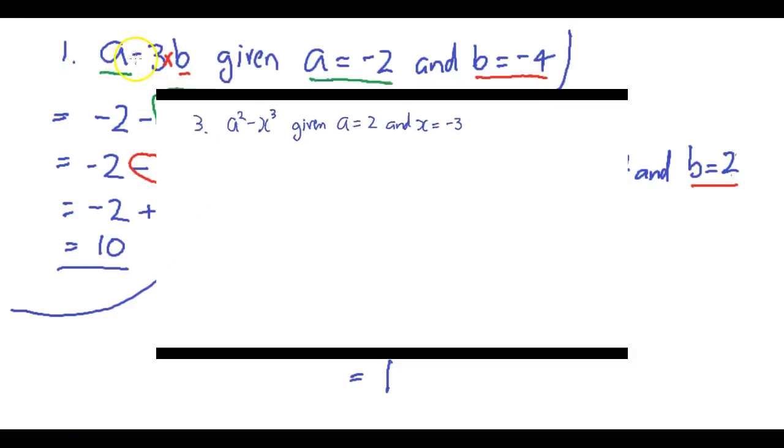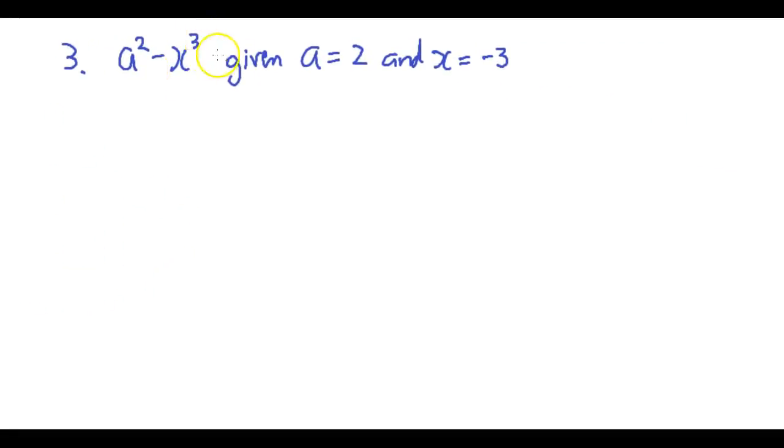In example 3, I have a squared minus x cubed. What will it come out to be given that a is 2 and x is -3? So again, where the a occurs, I'm going to put a 2, and where the x occurs, I'm going to put a -3. Now because the a is being raised to an index or a power, and so is the x, I need to make sure that I put my a value in a set of brackets just in case. I don't want to muck up the answer. And x is -3, I'm going to put that in a set of brackets because it's the whole value of x that's being cubed.